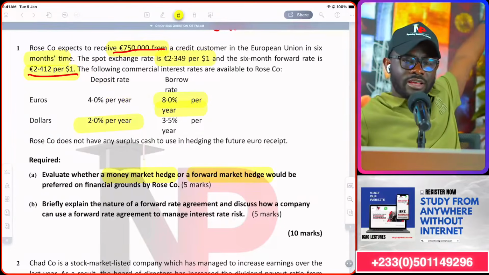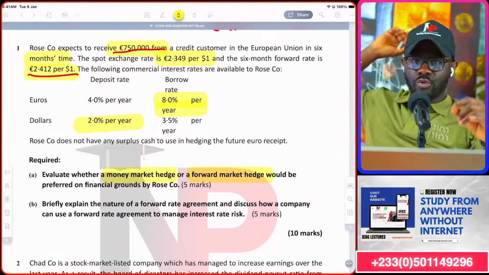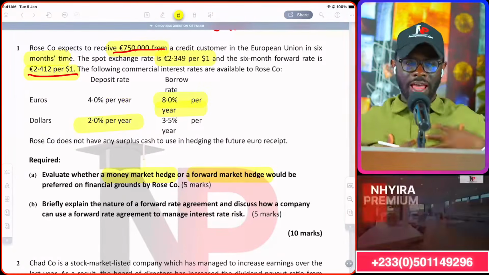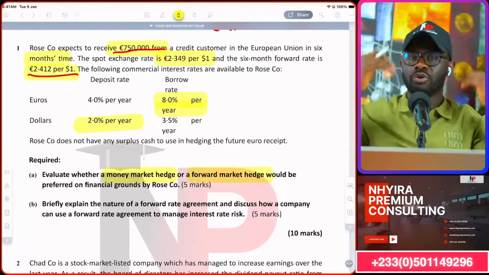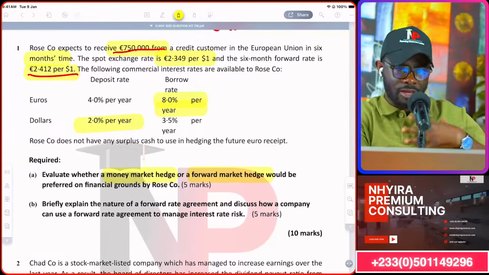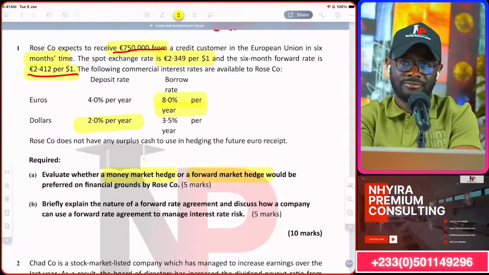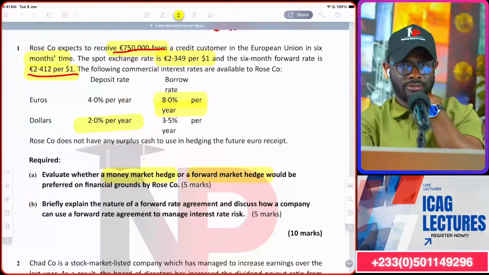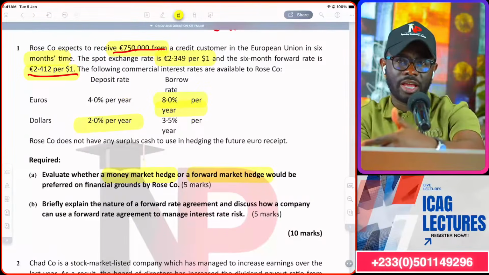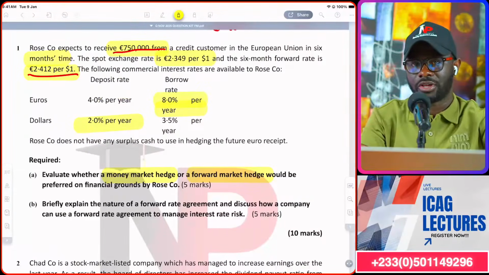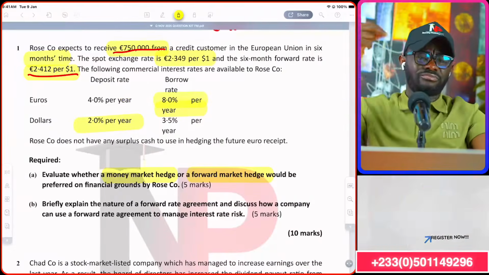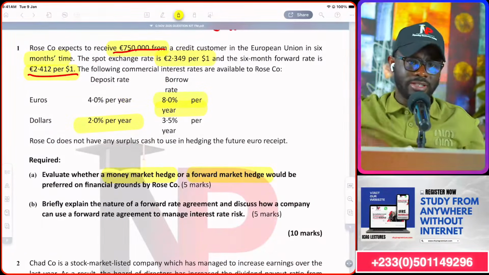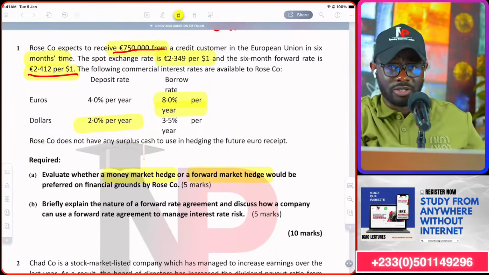Then we can use the 750,000 that is coming to pay the bank, and then we are off. Because we already have the dollar in an investment account that we will liquidate in 6 months' time to finance our activity. Do you get the idea? So if we are going to receive money, then you borrow in the foreign currency, deposit in the local currency, and then when the money comes, you use it to pay the bank. That's the idea.